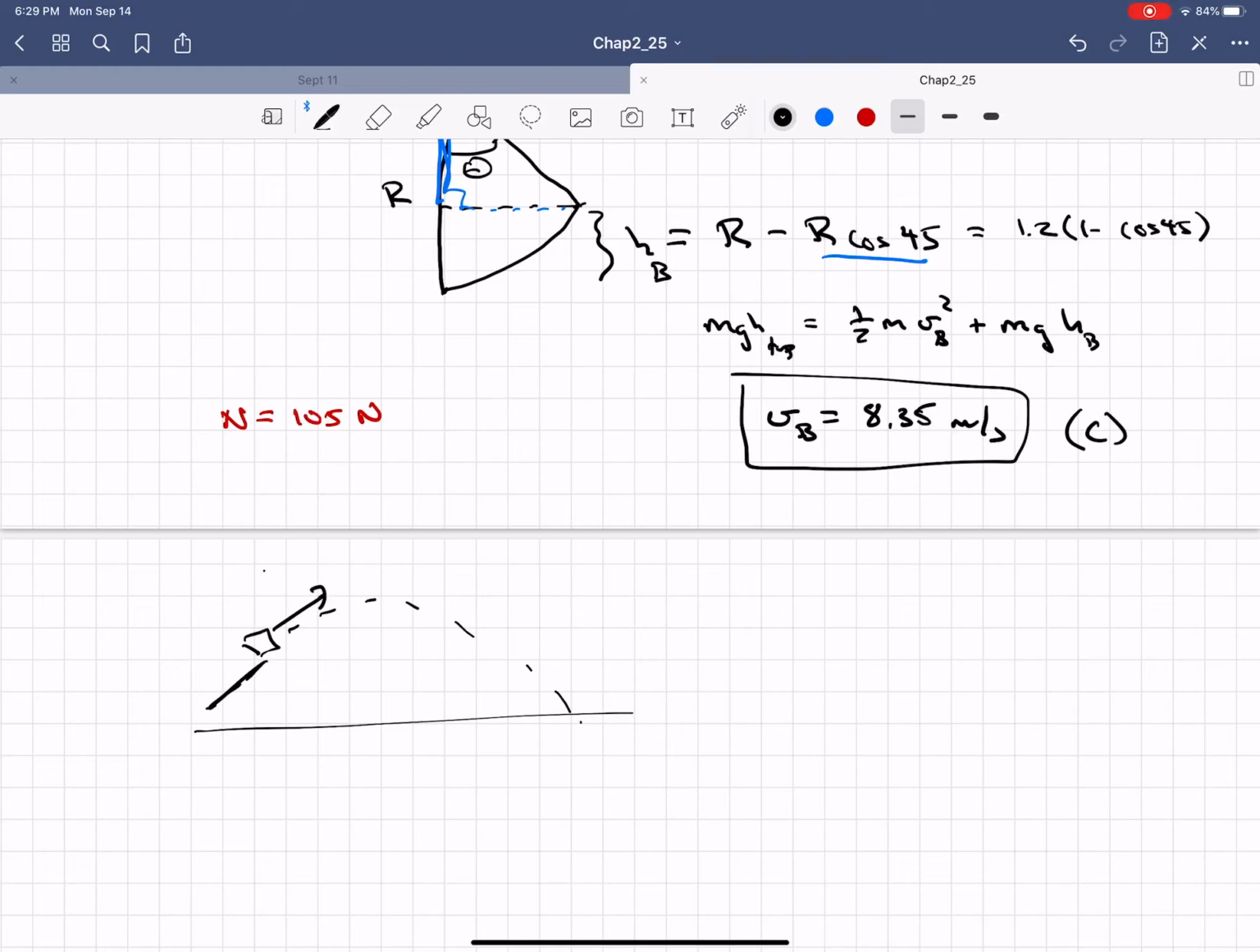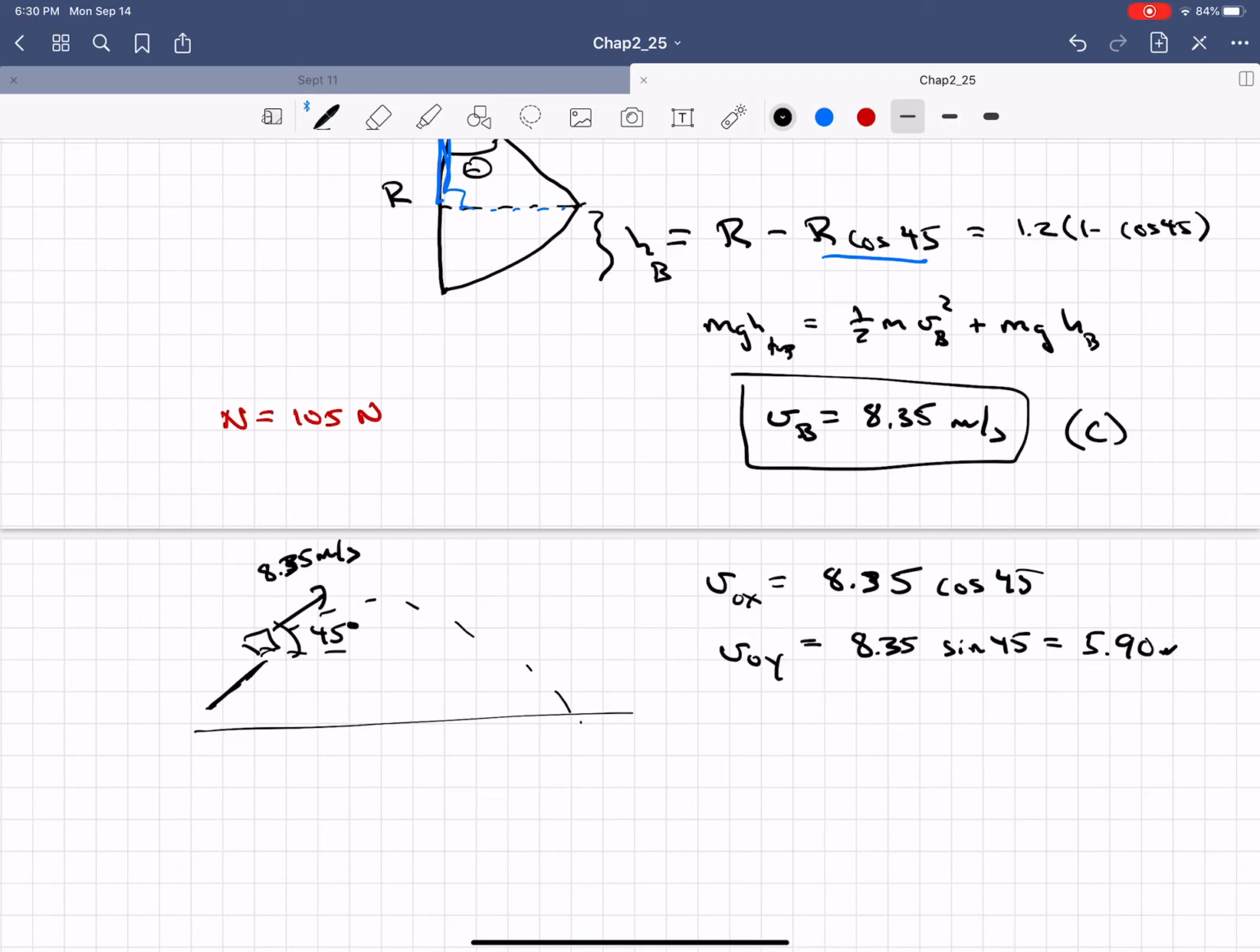It's launched at a velocity of 8.35 meters per second. And if you look at all the angles, this is going to be a 45-degree launch angle. And so the x speeds and the y speeds will be equal, because the cosine of 45 is equal to the sine of 45. So I'll have 8.35 sine of 45. Both of these are equal to 5.90 meters per second.